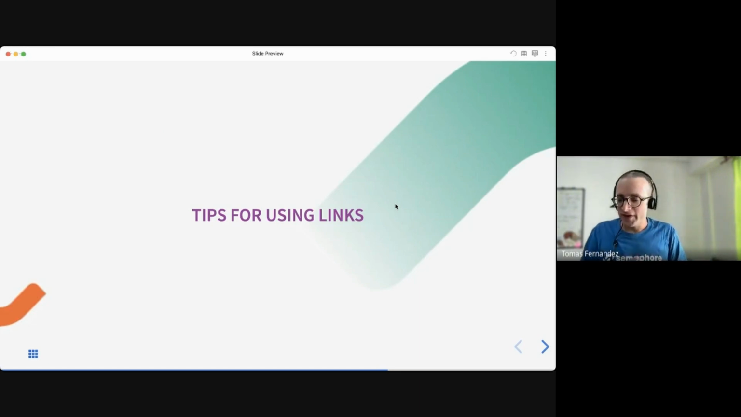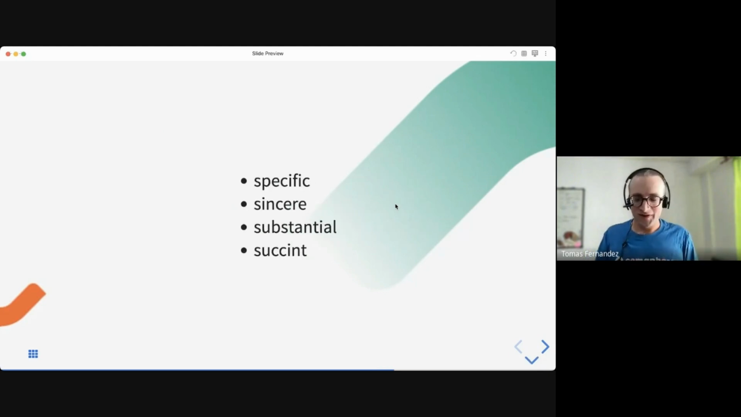There are a few things that I researched and found interesting tips about how to use links better, because they are easy to misuse. There are four S's. They should be specific, they should be sincere, they should be substantial, and they should be succinct. So, got those words right.